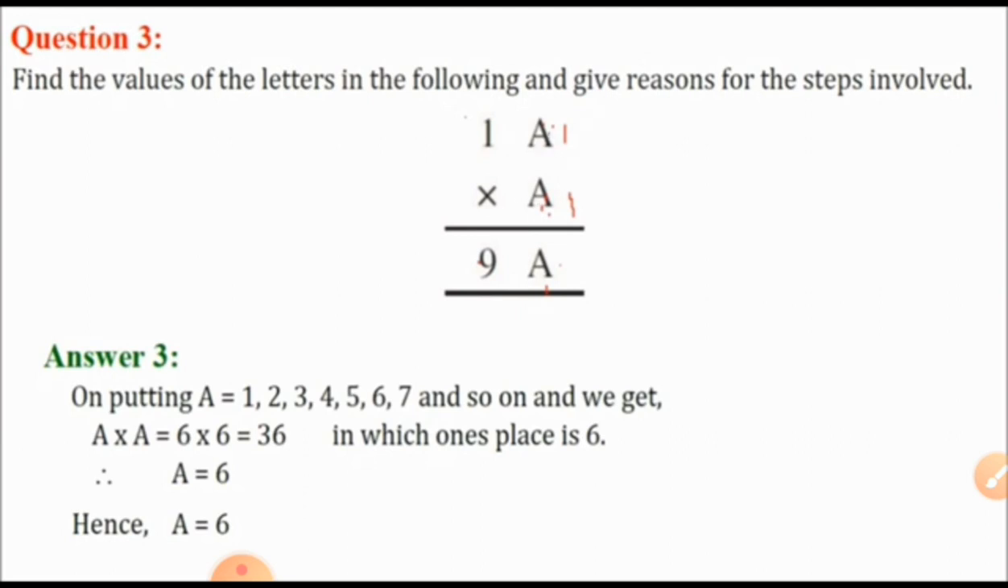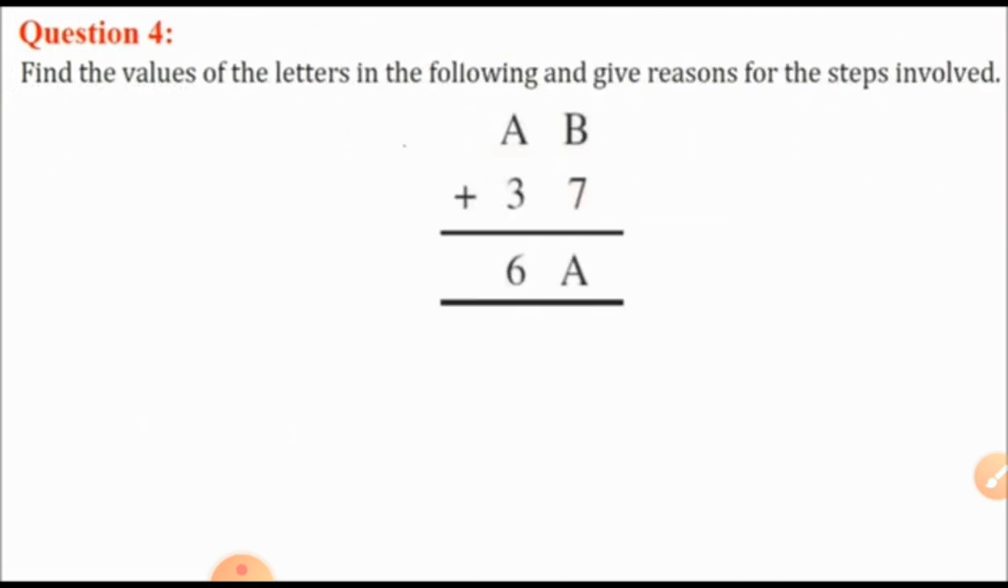So putting the value, 6 times 6 are 36. 6 will be the down. 3 will be the carryover. 6 times 1 is 6 plus 3, 9. So 6 is the answer.